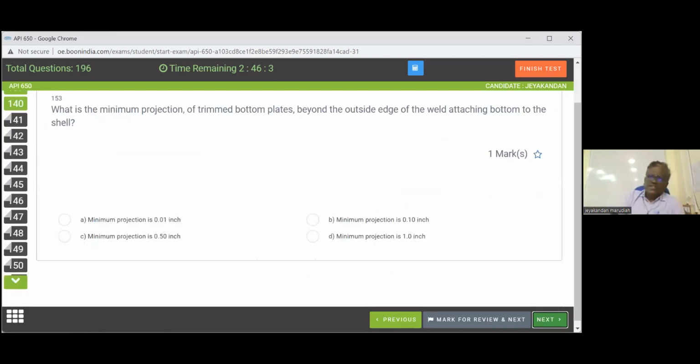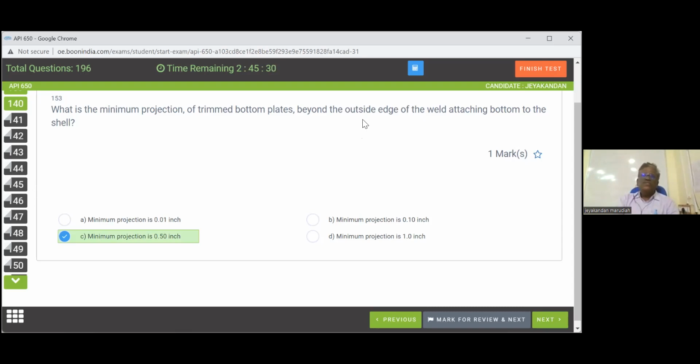What is the minimum projection of the annular bottom plate beyond the outside weld? It should be minimum 1 inch, or minimum 0.5 inch? They are asking from the outside edge of the weld, not from the shell. I told from the shell it should be 2 inches. From the weld, half an inch. Okay, half an inch it should be.